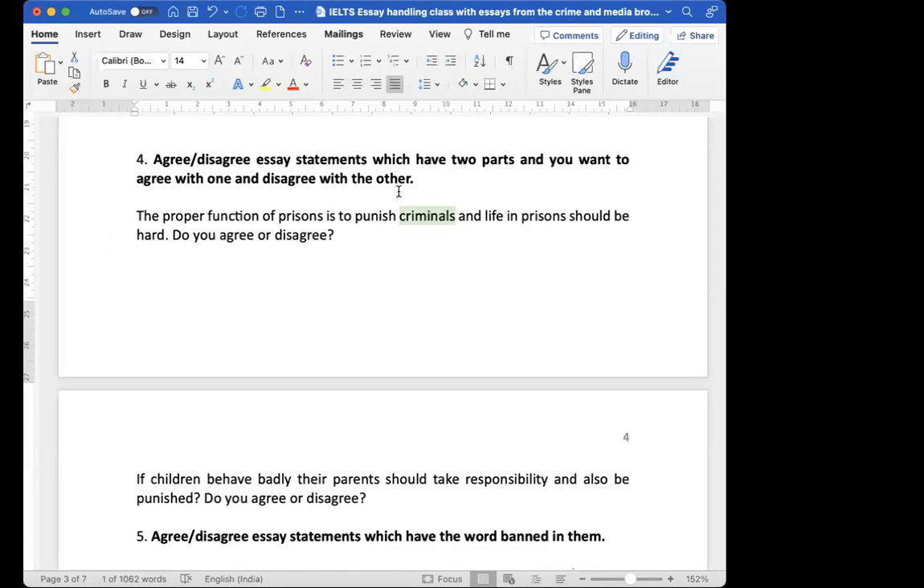While I agree that life in prisons should be difficult, comma, I disagree that the proper function of prisons is only to punish criminals, full stop. I believe the proper function of prisons is to reform and rehabilitate the criminals. This is a 7-band plus intro. Is it clear?